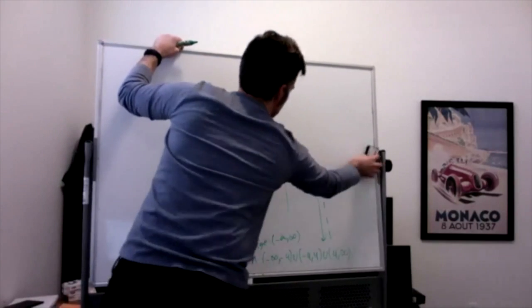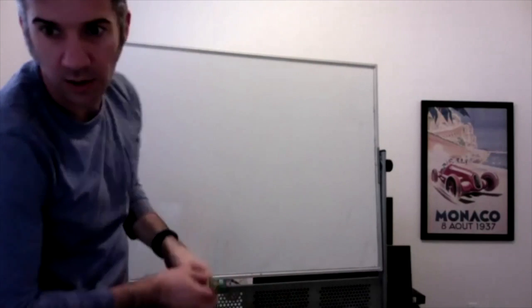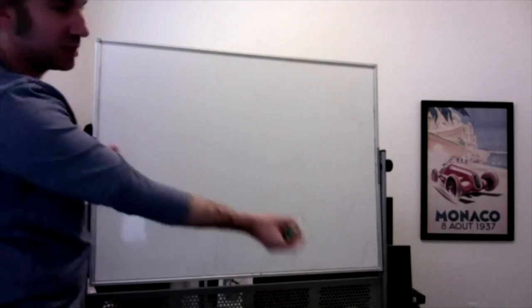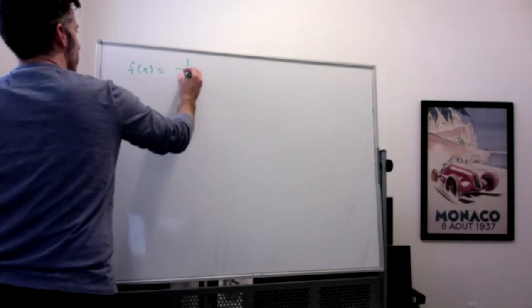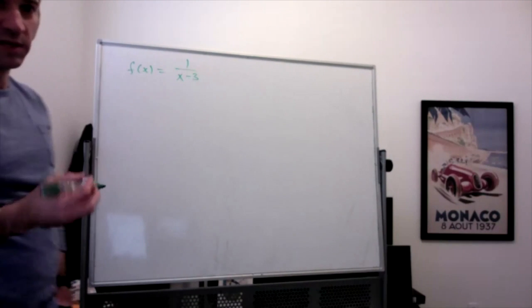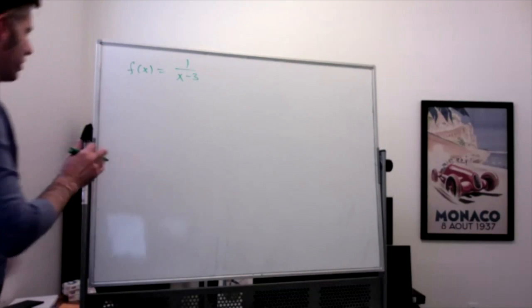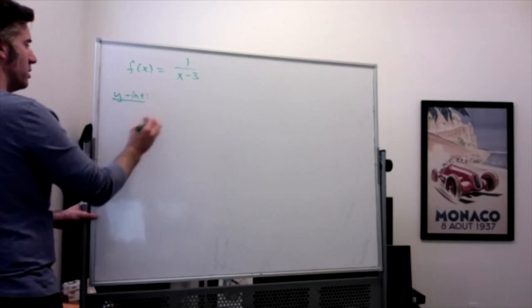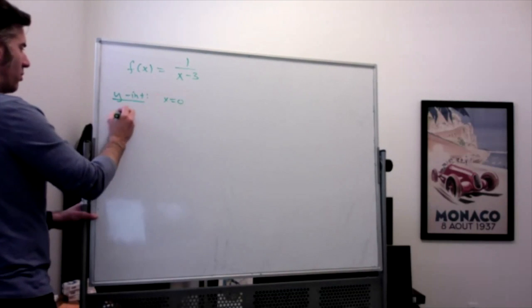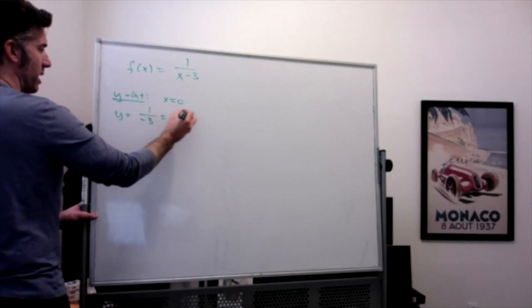Okay, let's look at the next one. So let's look at E, which is 1 over x minus 3. One over x minus 3, we definitely have a domain issue. But let's kind of just work through it. So y-intercept, set x equal to 0. We get y equal to 1 over 0 minus 3, which is negative 1/3.